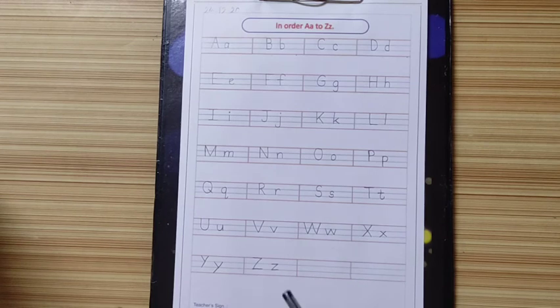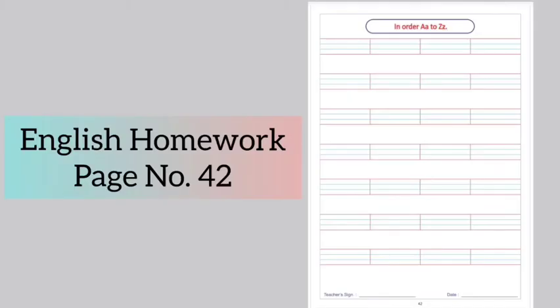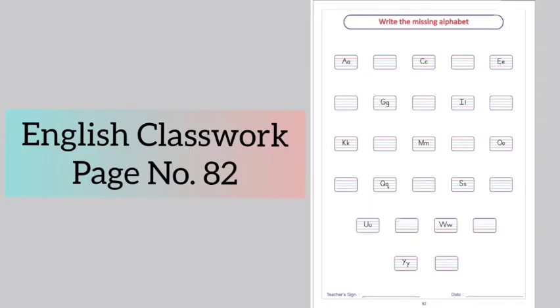Kids, in this way you have to write in order alphabet A to Z in your English workbook. Kids, you have to write in order alphabet A to Z in your homework page number 42. Kids, after writing in order alphabet A to Z in our workbook, let us do an exercise of missing alphabet in our workbook. Kids, you have to write missing alphabet in your class workbook page number 82.